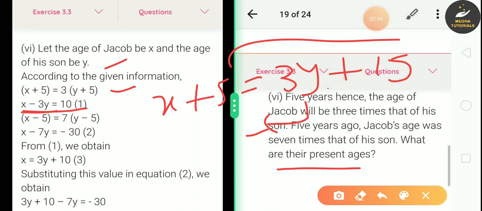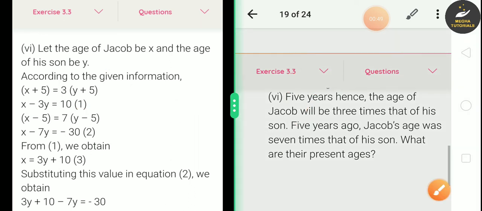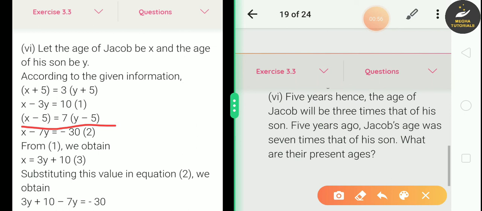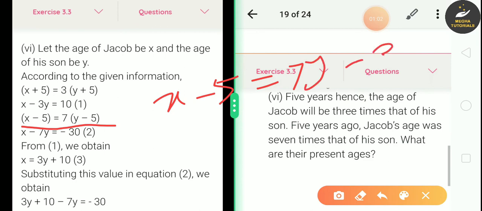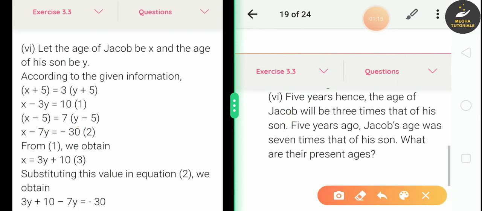This is equation 1. Then from second condition, we can get 5 years ago. So x minus 5 is equal to 7 into y minus 5. So if you open the bracket, you will get x minus 5 is equal to 7y minus 35. So transpose 7y on the left hand side. So we'll get x minus 7y and minus 5 to the right hand side. So minus 35 plus 5, which is equal to minus 30. So equation 2 is x minus 7y is equal to minus 30.